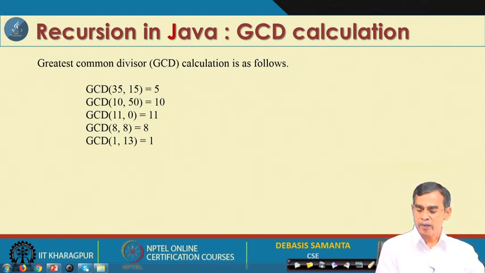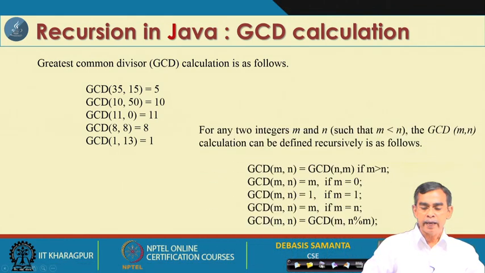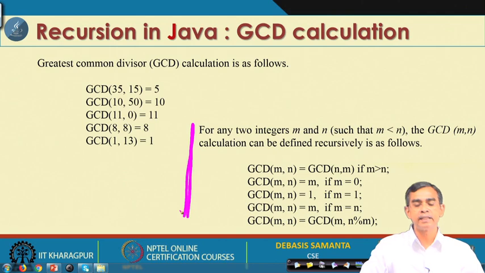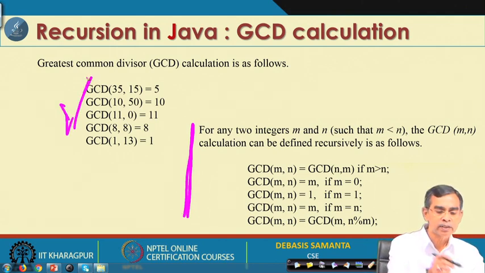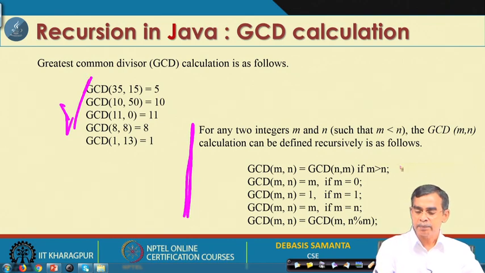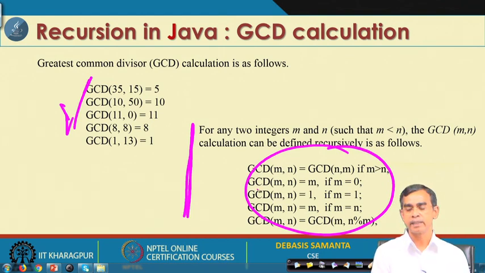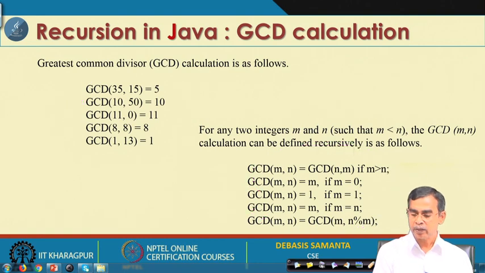Now, let us see how the same GCD can be defined recursively. So, here is the recursive definition. This includes the recursive definition of the GCD. It is almost the same as this one. So, this is recursive. Now, if we convert this part into a Java program, as a method, it calculates the GCD. Let us see how the method for the same in a Java program will look like.